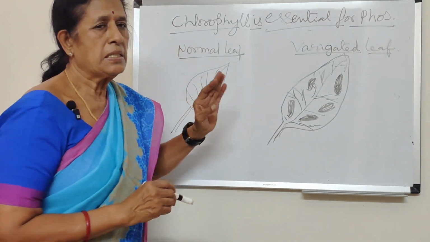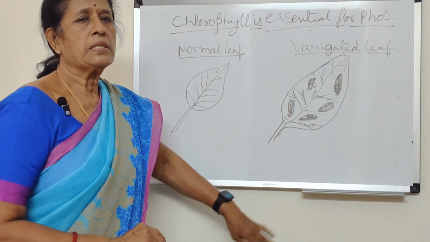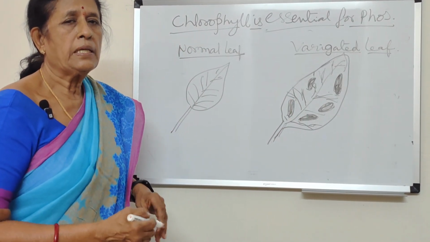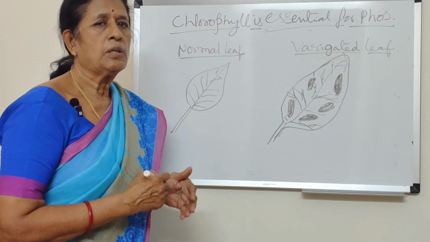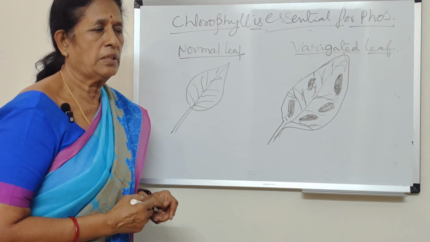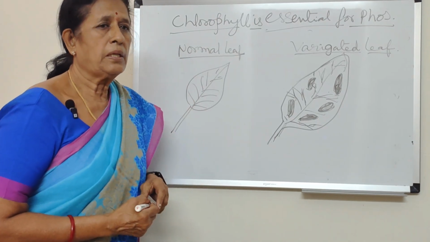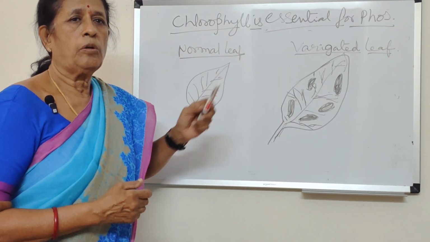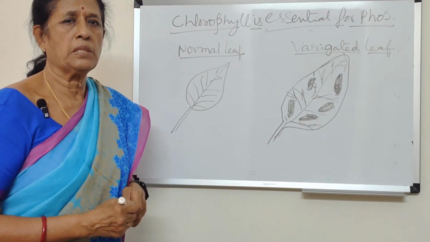Wherever there is chlorophyll, there only we can see the indicator shows blue black color, and that means it is showing the presence of starch. So that is why we can prove that chlorophyll is essential for photosynthesis.